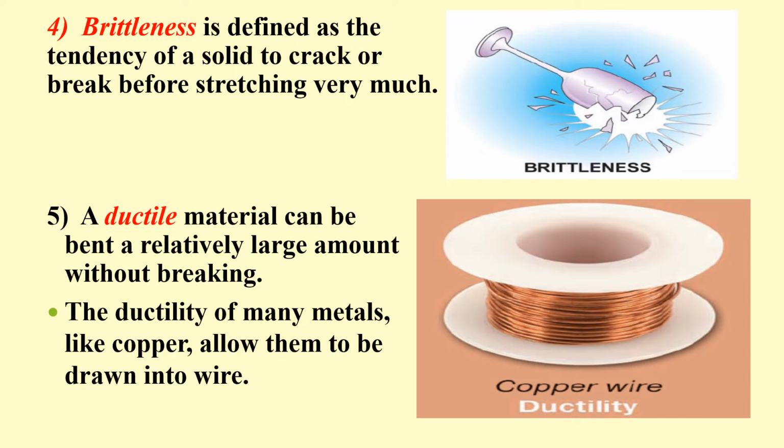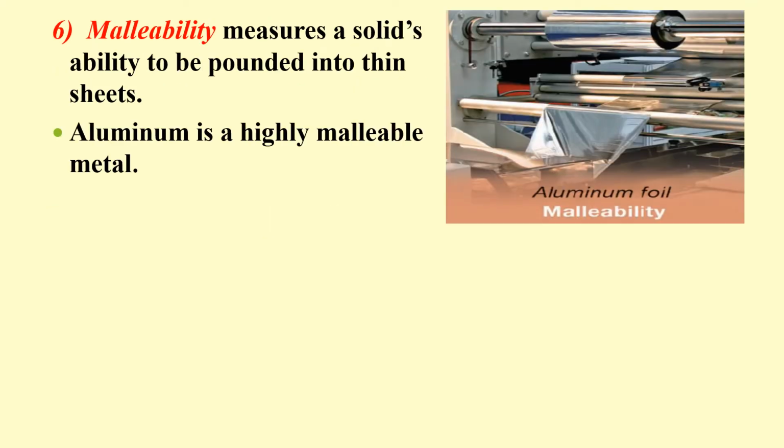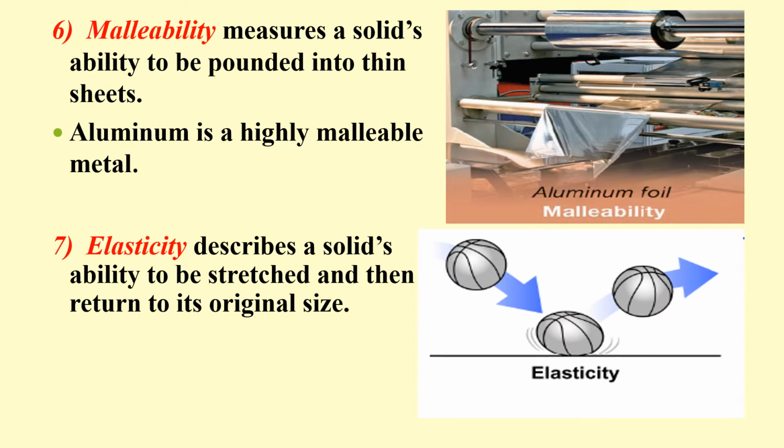Next property is ductility. A ductile material can be bent a relatively large amount without breaking. The ductility of many metals like copper allow them to be drawn into wire. Next property is malleability. Malleability measures a solid's ability to be pounded into thin sheets. Aluminum is a highly malleable metal. Next property is elasticity. This describes a solid's ability to be stretched and then return to its original size.